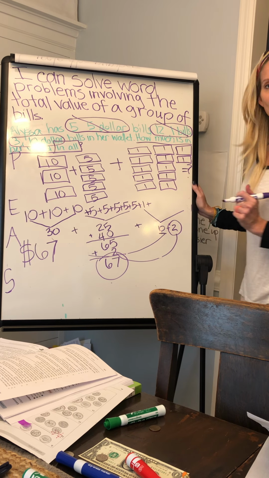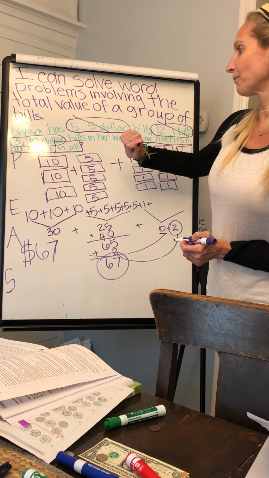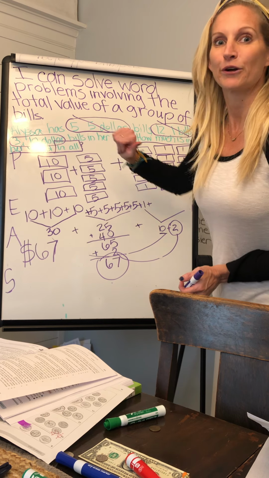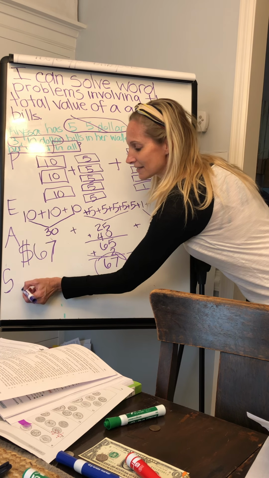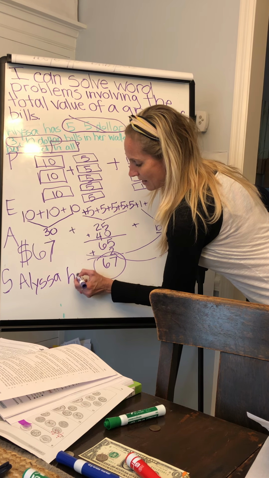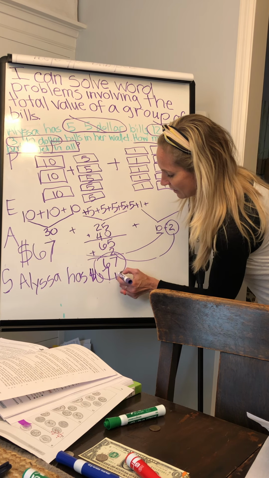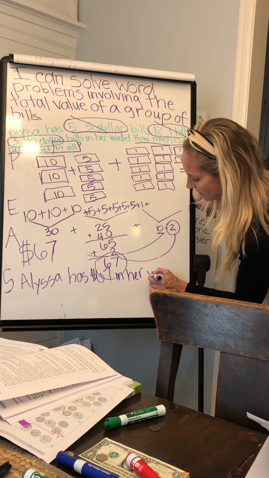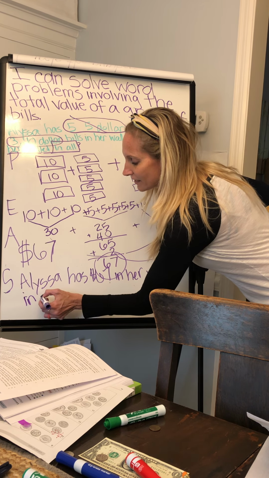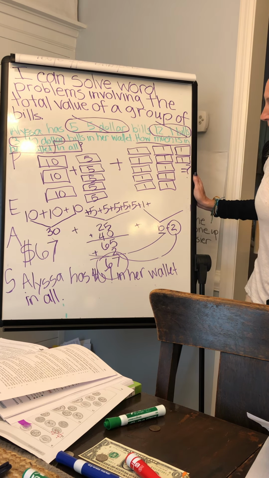The last step is my S for sentence. So I go back up to the question that I underlined. How much is in her wallet in all? So now I'm going to answer that question. I like to make mine really complete and go back and look at her name too. So I'm going to write Alyssa has $67 in her wallet in all. With what at the end? A period, of course. Great job.